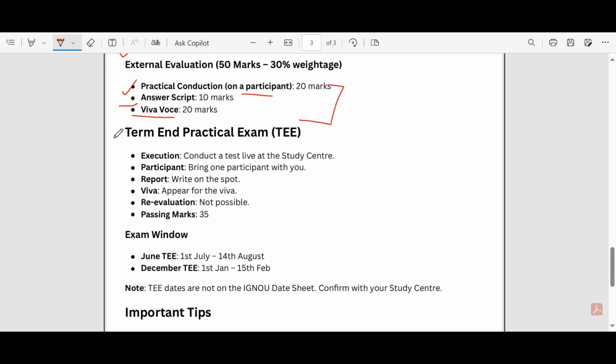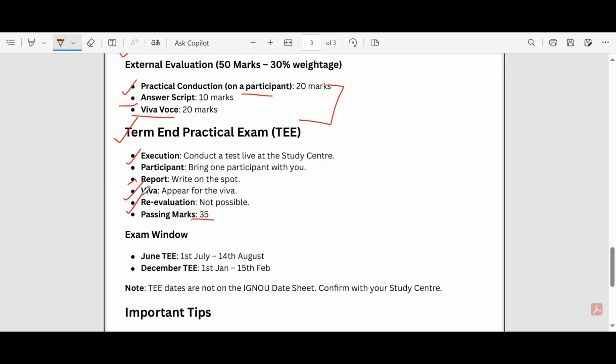So what you have to do is you have to first register for the practical exam while registering for other exams, right? And then you have to make a practical file, submit it, signed by the academic counselor. So what is the passing marks? Passing marks is 35 out of 100, and Viva is compulsory, report is compulsory, and taking a participant can be compulsory or can be your choice, right?